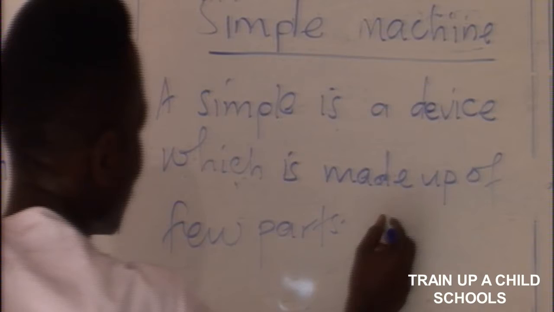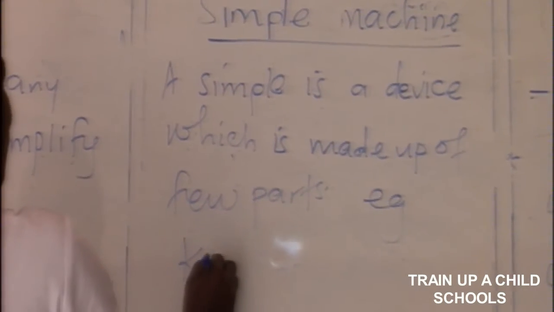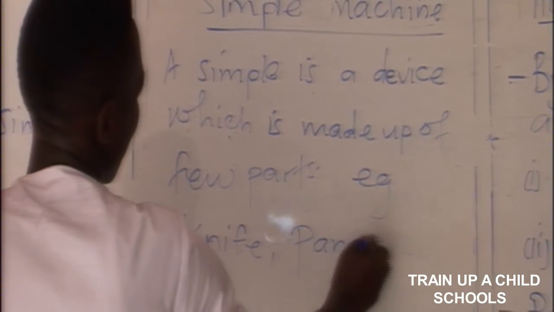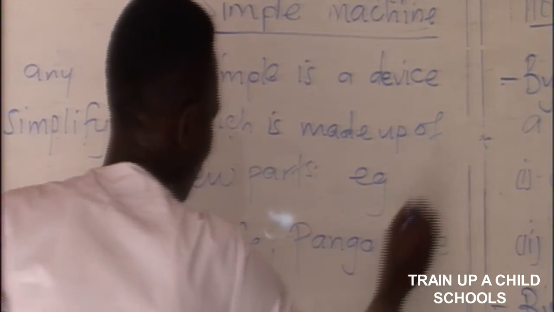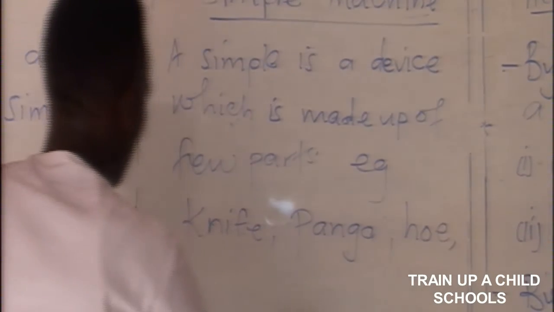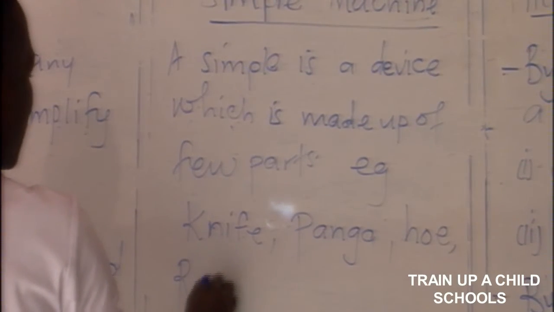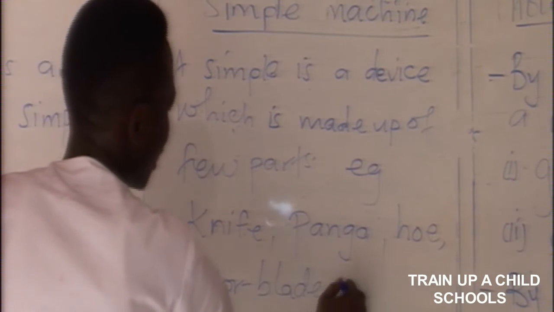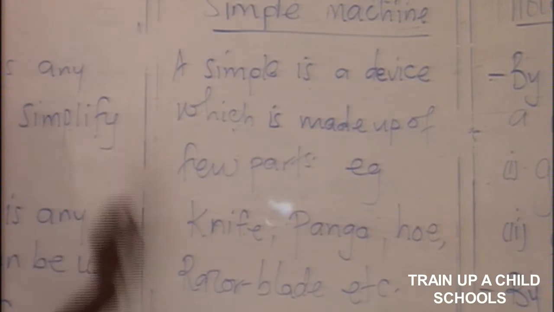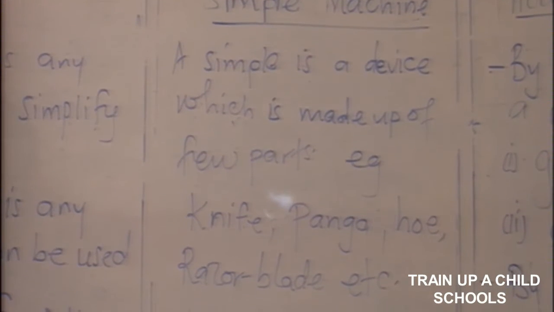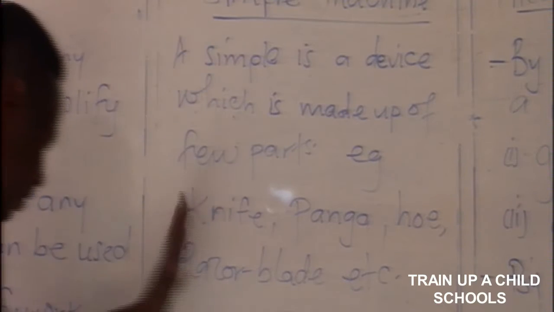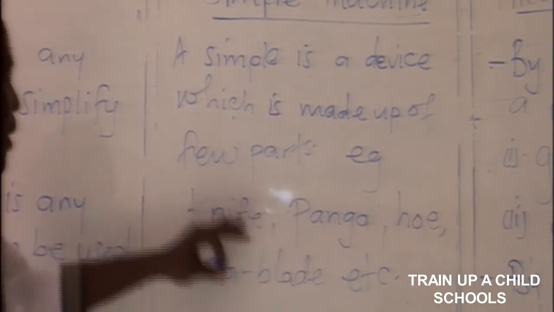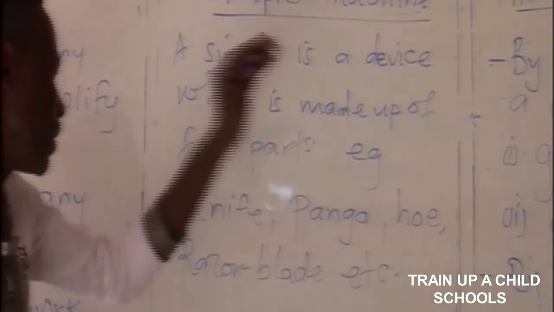For example, I can actually have a knife. I can also have here a panga. I can also have a hoe. I can also have a razor blade. And many other examples of simple machines, of which we cannot actually mention them and finish. So basically, these are the examples of simple machines. We have a knife, a panga, hoe, razor blade, and many others.